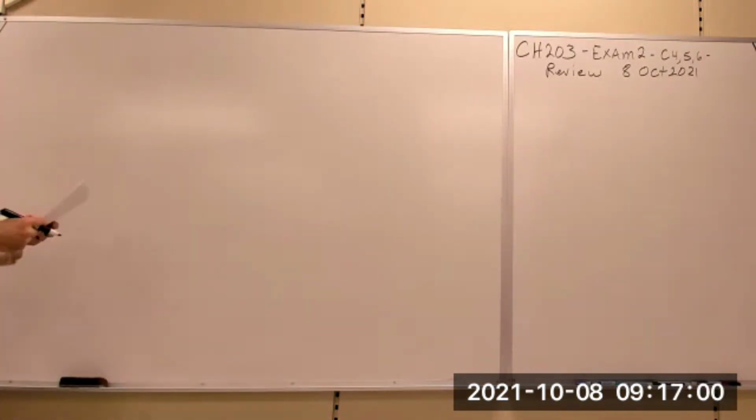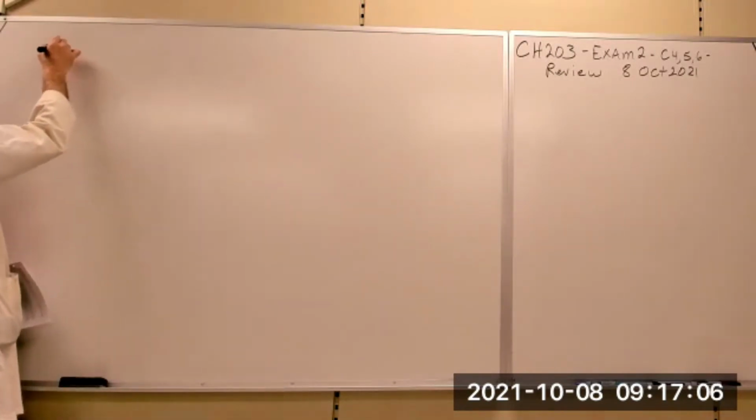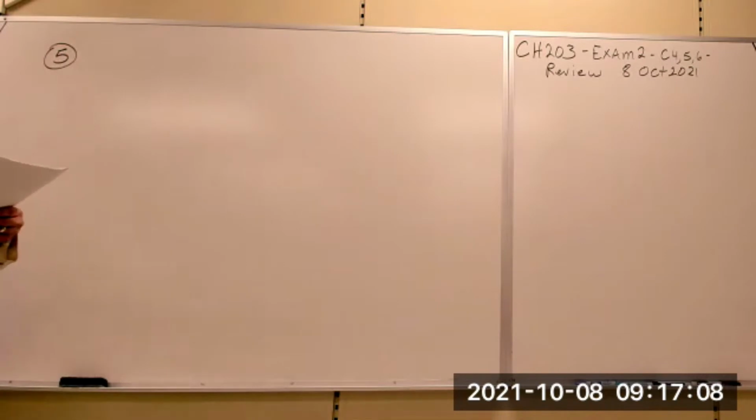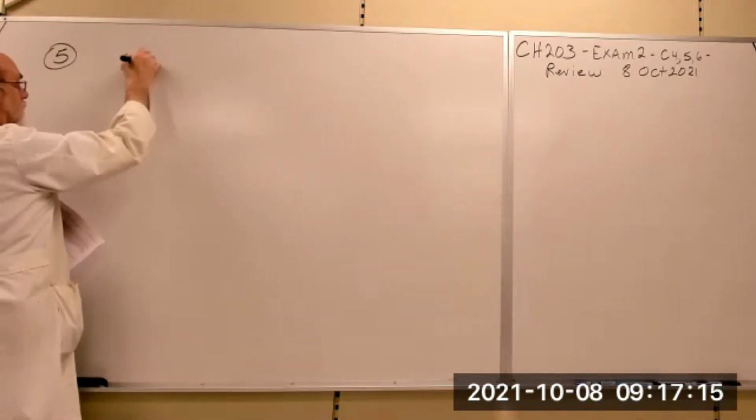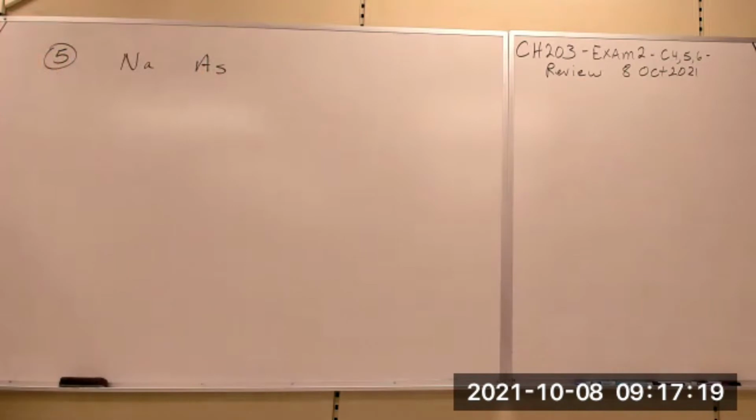Okay, we're going to write some formulas here. How about this one? Number 5. The correct formula for the ionic compound that might be formed from sodium and what's that one?